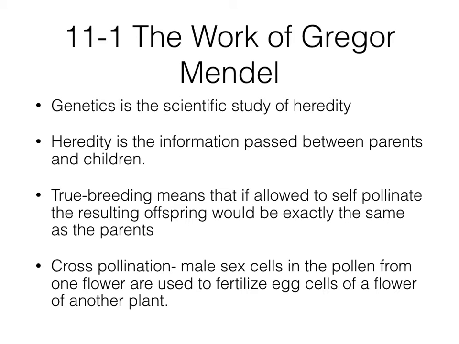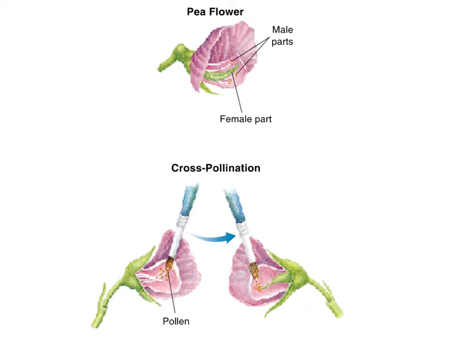Cross-pollination: male sex cells in the pollen from one flower are used to fertilize the egg cells of a flower in another plant. We can see that on this next slide, where we see the male parts of the plant with the pollen at the end. A little paintbrush is used to gather the pollen and place it onto the female pistil of another plant for reproduction to occur.